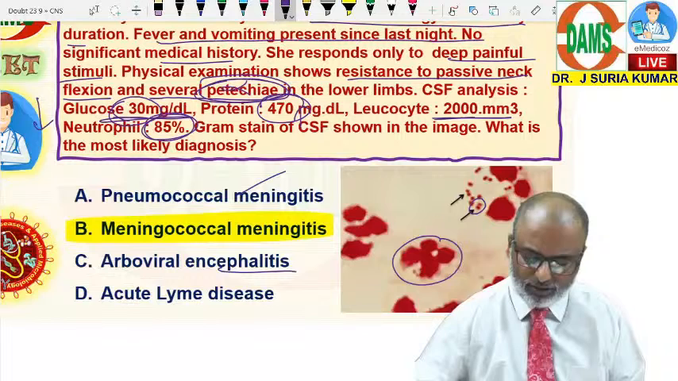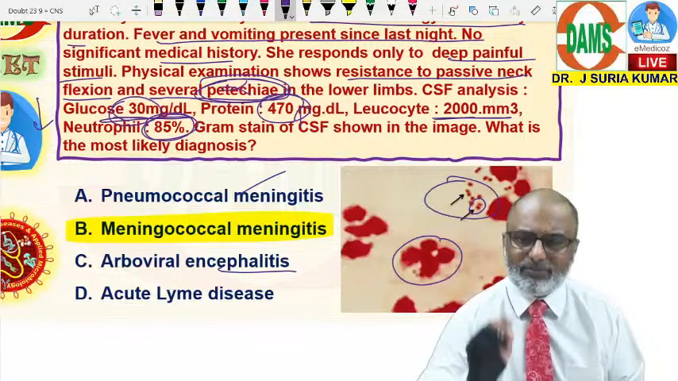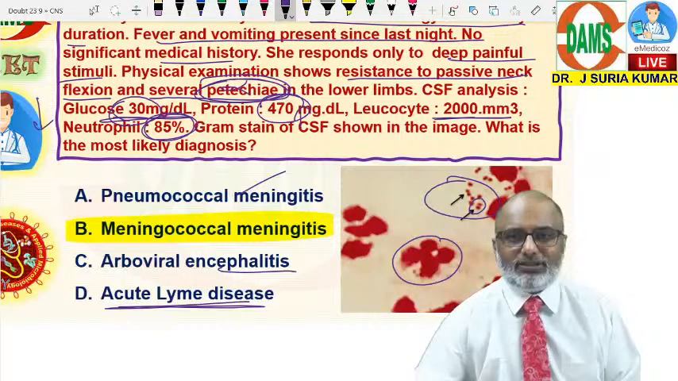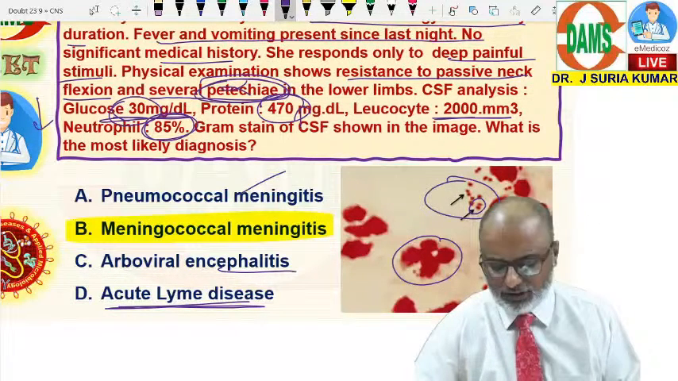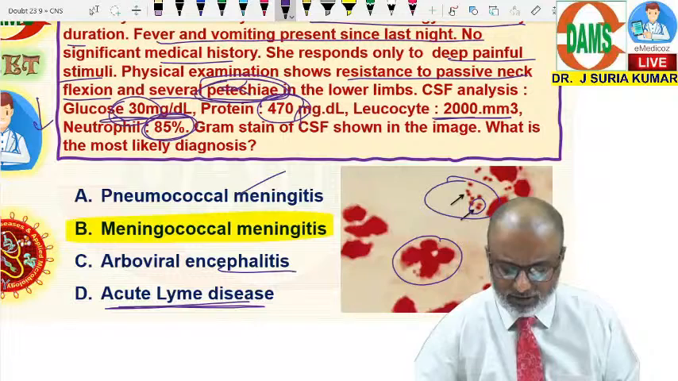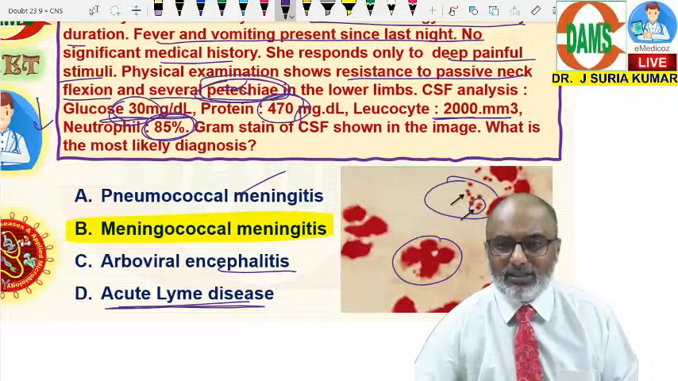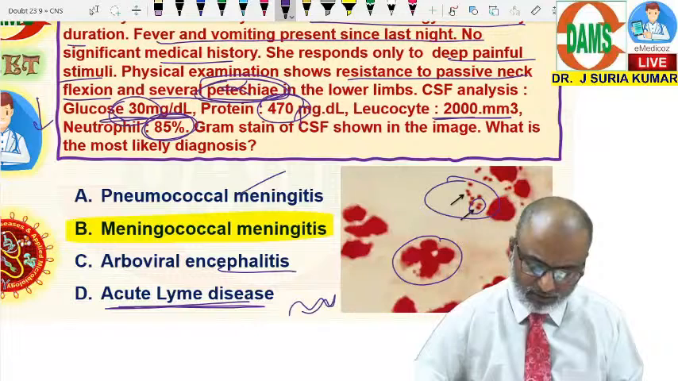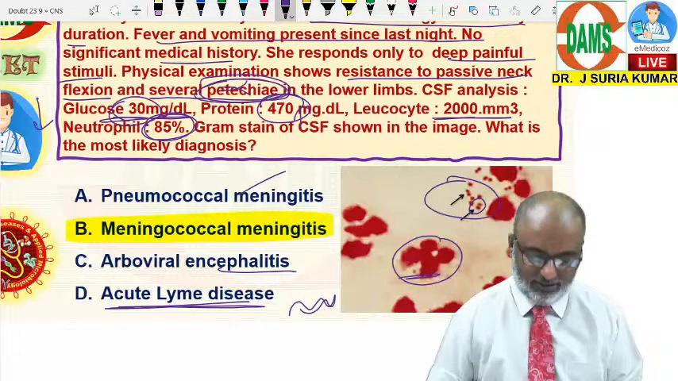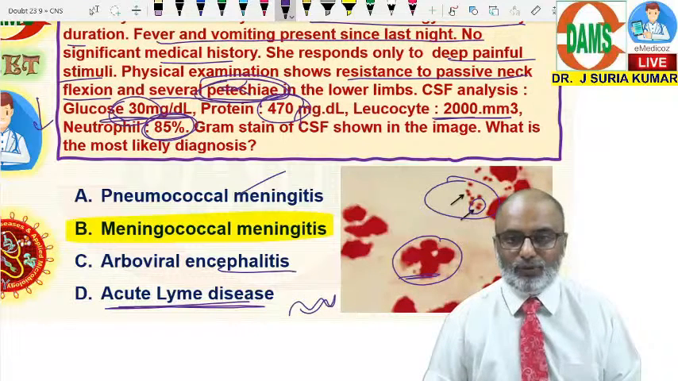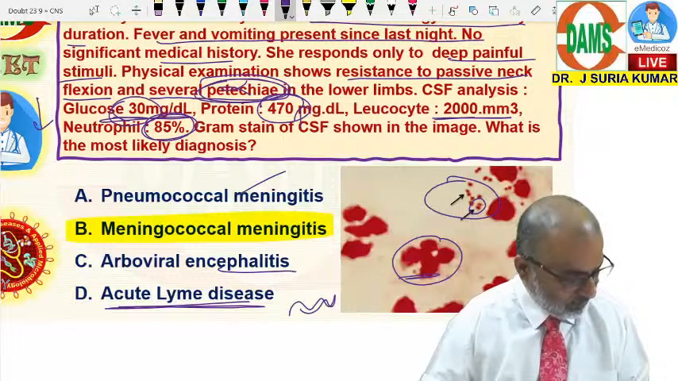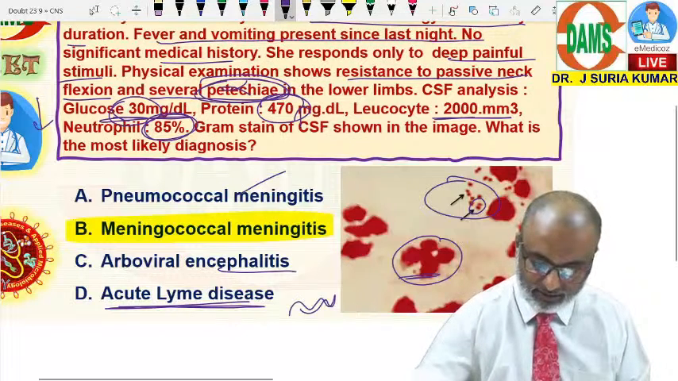Arboviral, you cannot get the bacteria and it causes aseptic meningitis. Acute Lyme disease also presents with meningitis, but the presentation may be aseptic meningitis, and possibly you can demonstrate the organism not by Gram stain but by Giemsa stain, Borrelia burgdorferi. Very good. Many people answered nicely. It's meningococcal meningitis.